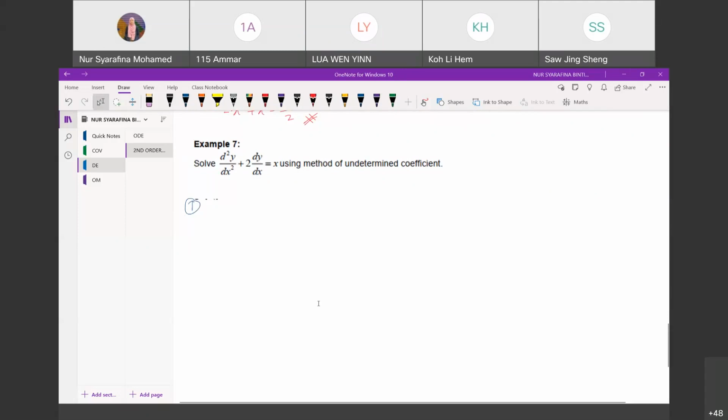Okay, let's focus on this example. What is your first step? Finding YH. Finding YH means you need to convert this to the characteristic equation, where it is m squared plus 2m equals 0. Okay, solving this will give you m equals to what?